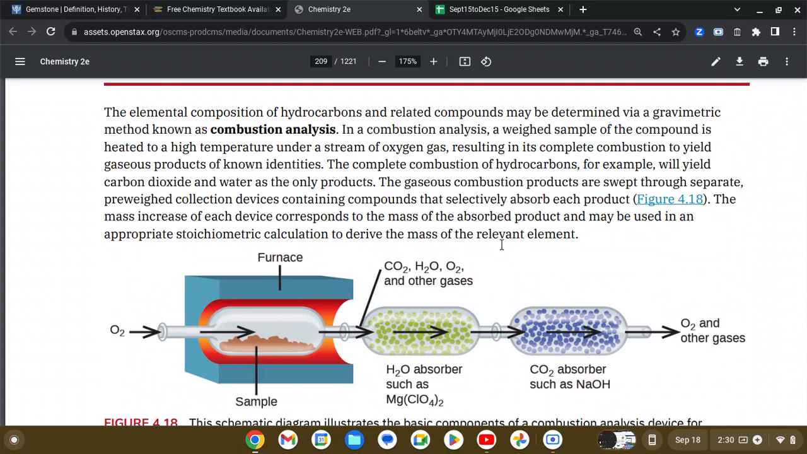The gaseous combustion products are swept through separate pre-weighed collection devices containing compounds that selectively absorb each product. The mass increases of each device correspond to the mass of the absorbed product and may be used in an appropriate stoichiometric calculation to derive the mass of the relevant element.